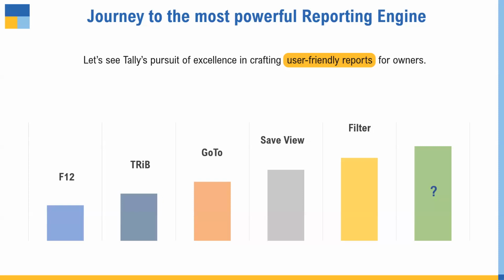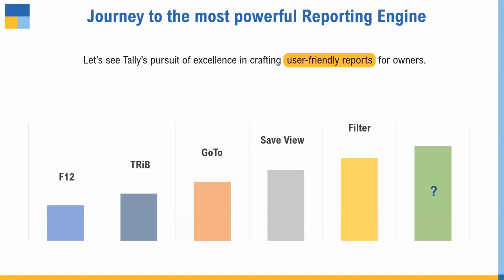A lot of people had a misconception that Tally is mostly for accounts purposes or data entry people. But we have come up with a few major things which help even the owners, the bookkeeping firms, or the managers to have the reporting perfect. We have come up with F12, where they can configure it. We have come up with TRIB, which is Tally Report in Browser.